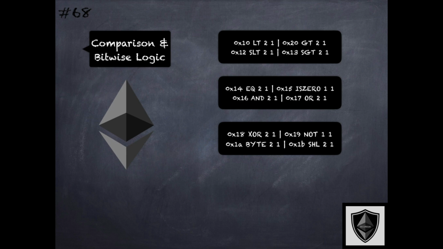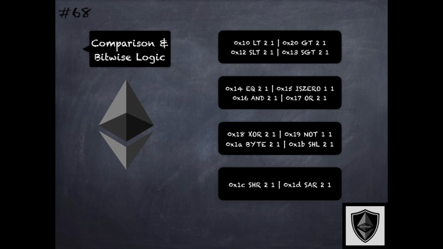Then we have the shift left operation. We also have a shift right operation. And finally, we have the arithmetic shift right, which is a signed right shift operation.